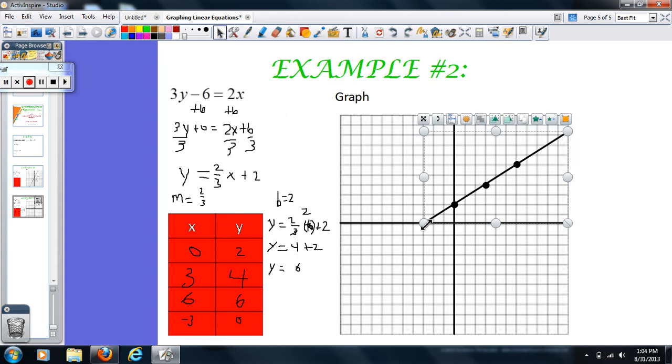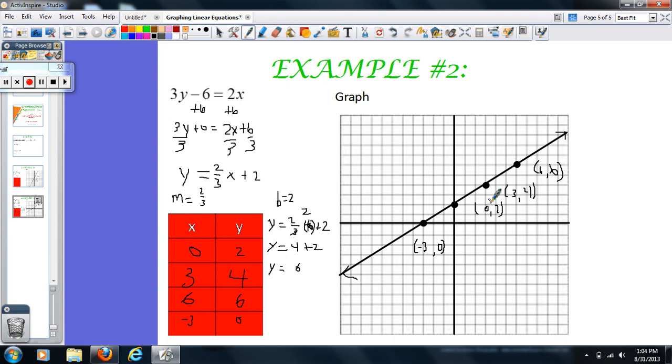And again, we need to label the points. Don't forget your arrowheads. Alright, so this was 6, 6. This one was 3 and 4. This one was 0 and 2. And this one was negative 3 and 0. Alright, so now I got all my points labeled, I got my graph done, and that's all it is to it.